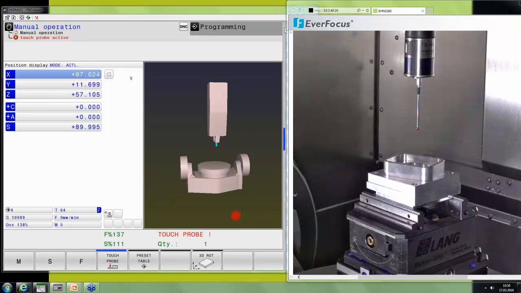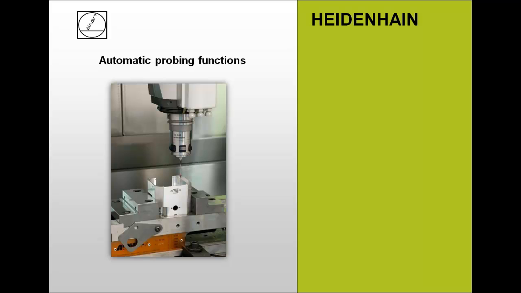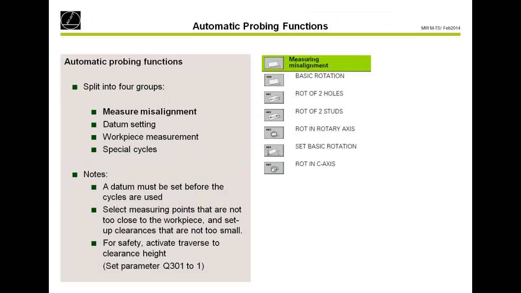Okay, so we come back to the presentation. So the same what I did now as a manual operation or manual probing, I can also do with automatic functions. There we have different probing functions. The first is the measuring of the misalignment. So our basic rotation and table rotation automatically.